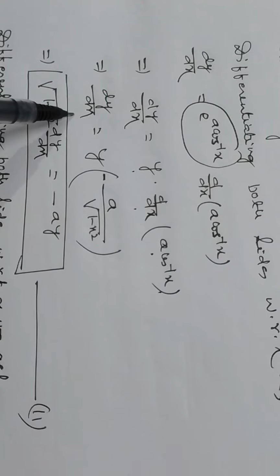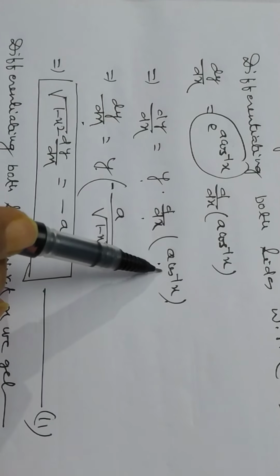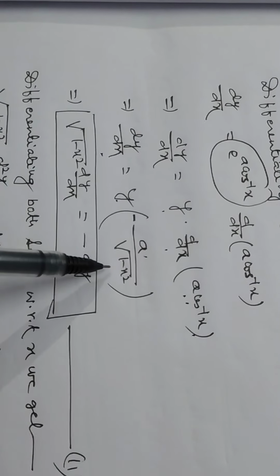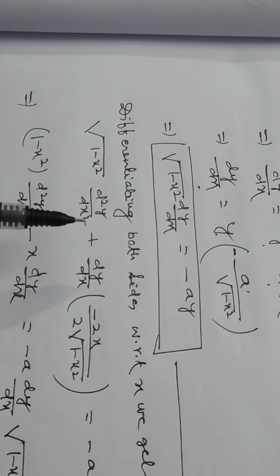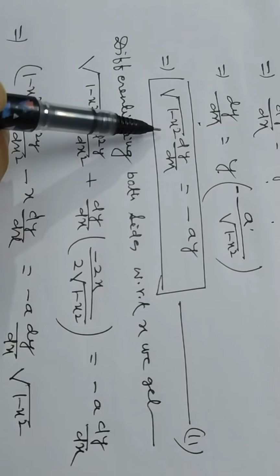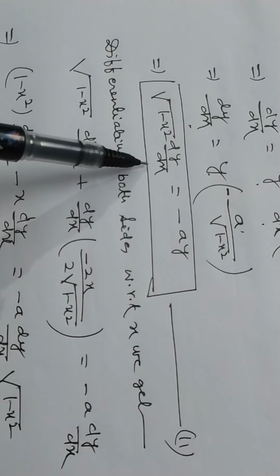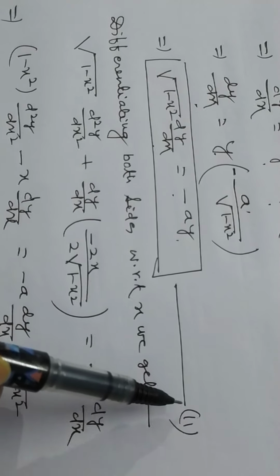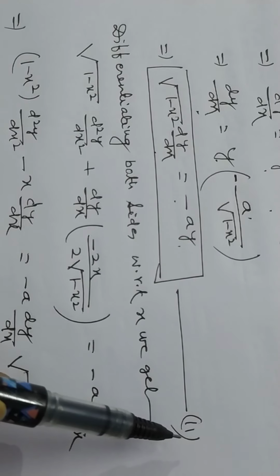Now dy/dx equals y, and the differentiation of cos inverse x is minus 1 divided by root over 1 minus x². So finally we have root over (1 minus x²) dy/dx equals minus a y. We consider this equation first, equation second.